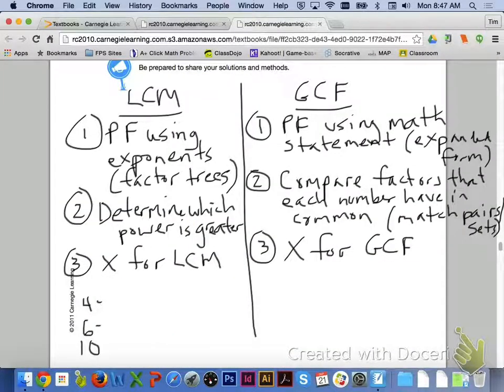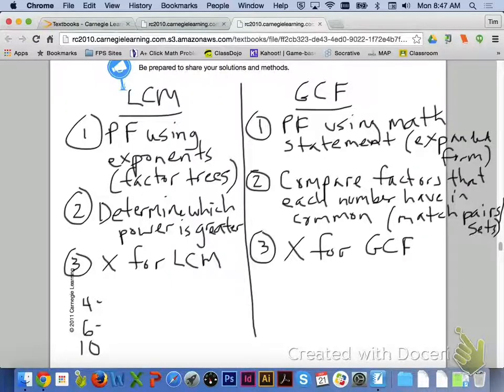I'd like you to copy down this T-chart. I just created it on page 75 because there was some extra space. But I think that this is going to be helpful in determining either the LCM or the GCF when we are trying to figure either of those out using prime factorization. So I just wrote down each of the steps that you were supposed to follow in order to determine the LCM or GCF using prime factorization. So hopefully this is helpful.